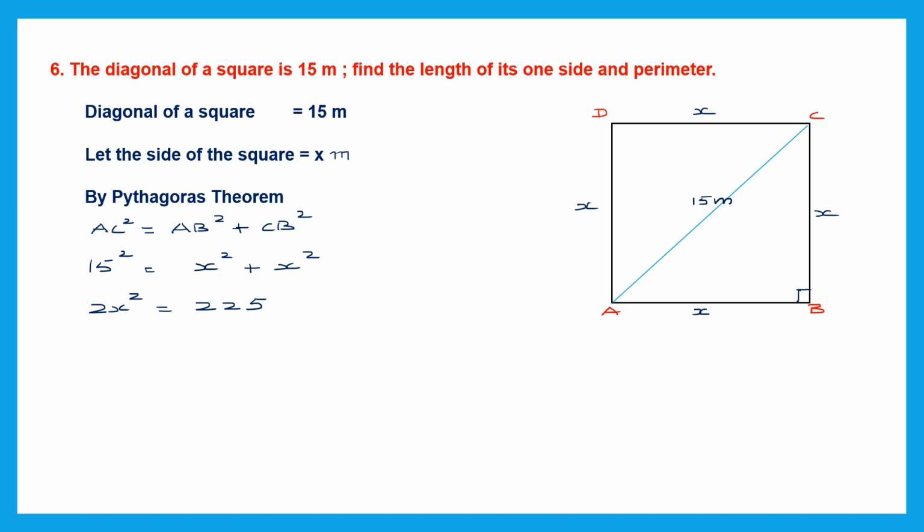Now to find x square, we say x square is equal to 225 divided by 2. Now when we divide 225 by 2, we get 112.50. So this is x squared. Now how do we find x? We need to find the value of x because we said that is the side. So to find the value of x, we have to find the square root of 112.50.